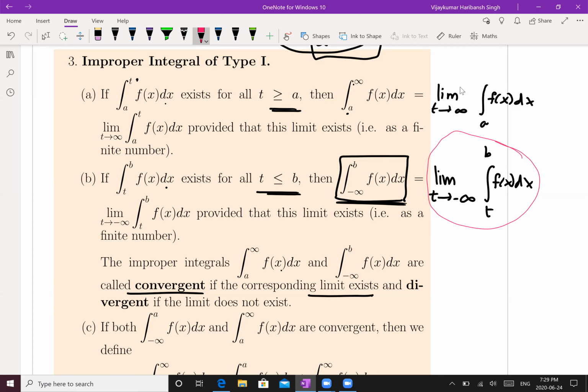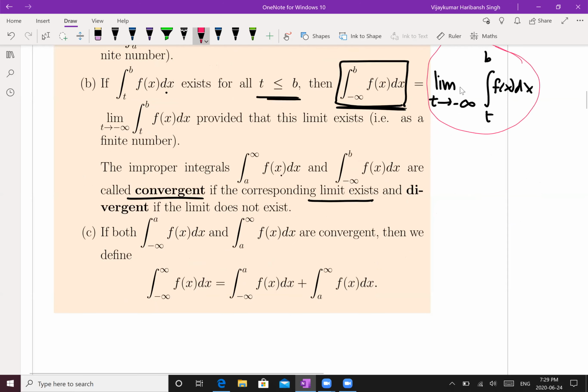Now, suppose we have integral minus infinity to a of f of x dx and integral a to infinity of f of x dx, and both are convergent. Then we can define integral minus infinity to infinity of f of x dx as integral minus infinity to a plus integral a to infinity. This is how we define it from minus infinity to infinity. And this a can be any number in between. You can pick a to be anything you like, as long as both are convergent.